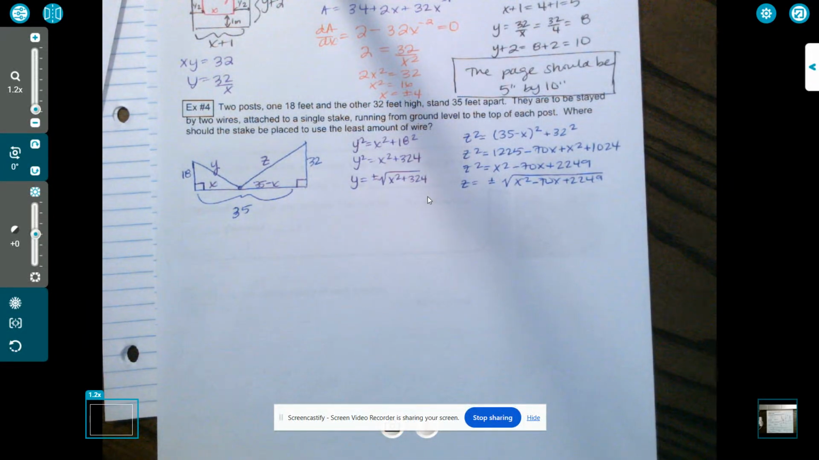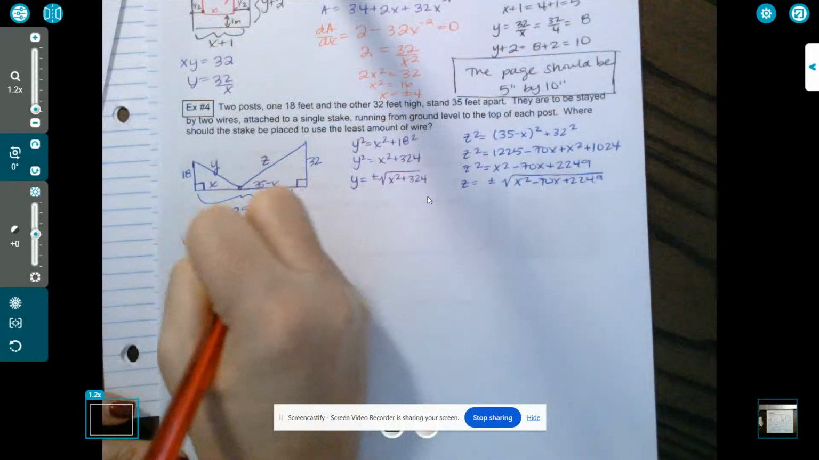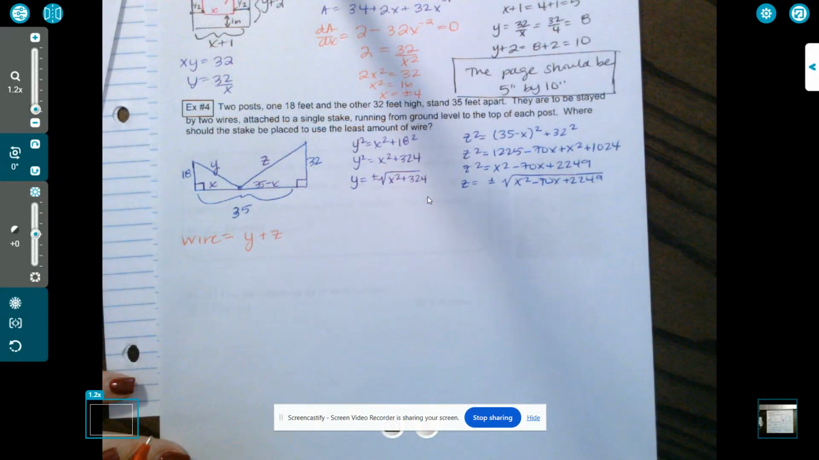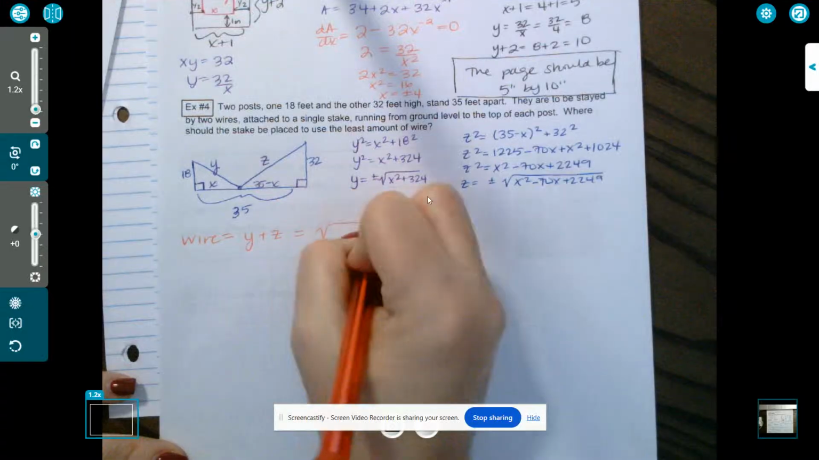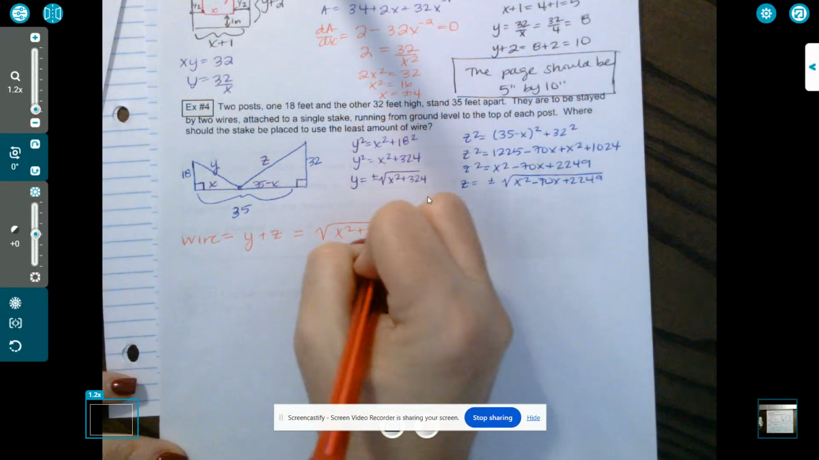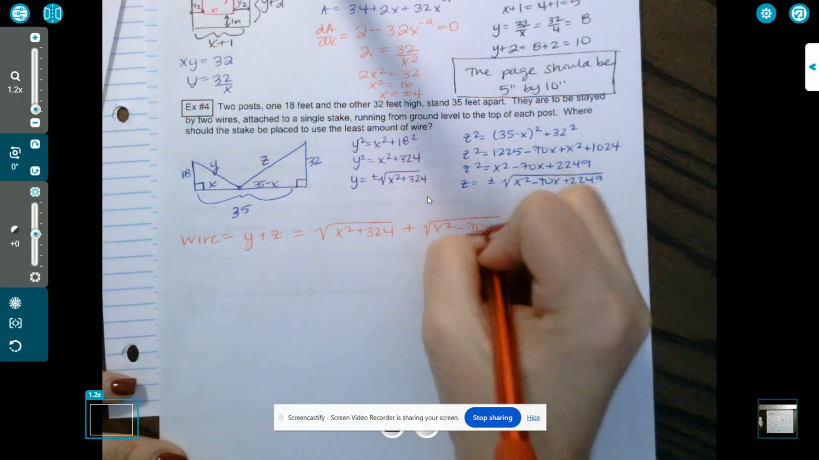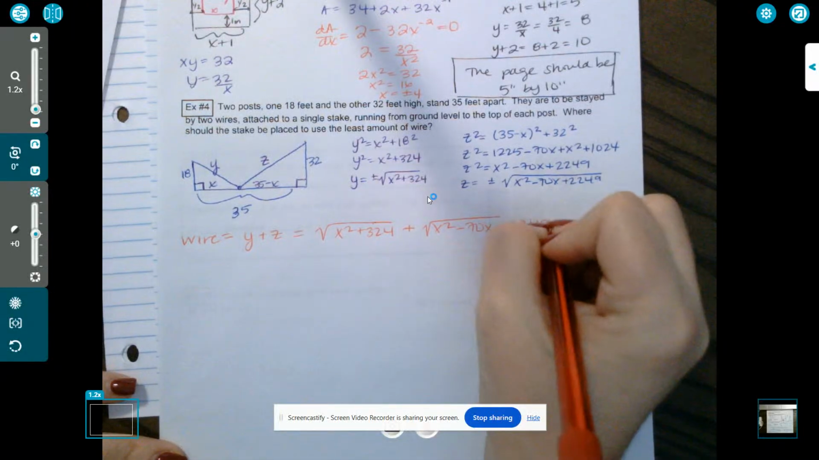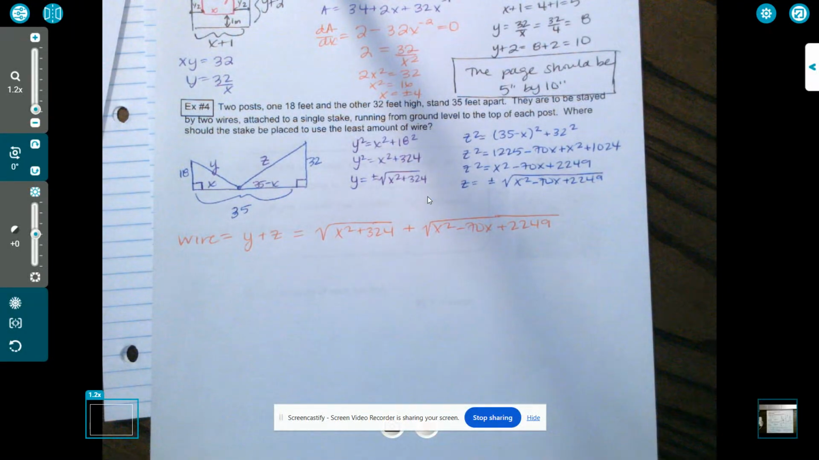We know that we're looking for the length of the wire. Well, the length of the wire is going to be y plus z. So that's going to be, obviously taking the positive, the square root of x squared plus 324 plus the square root of x squared minus 70x plus 2249.